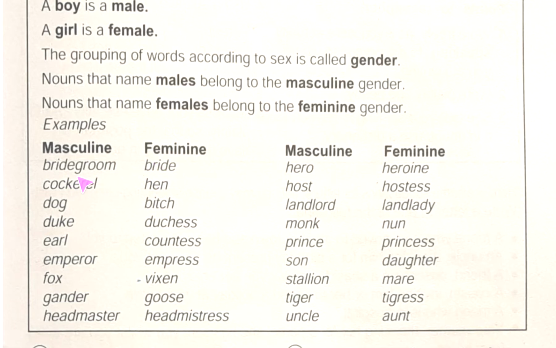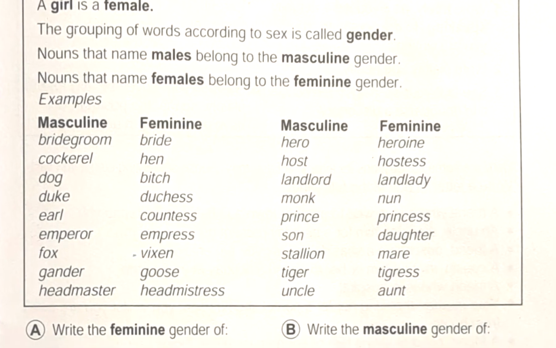Here bridegroom, masculine, its feminine is bride. In the same way, cockerel, hen; dog, bitch; duke, duchess; earl, countess; emperor, empress; fox, vixen; gander, goose; headmaster, headmistress; hero, heroine; host, hostess; landlord, landlady; monk, nun; prince, princess; son, daughter; stallion, mare; tiger, tigress; uncle and aunt.